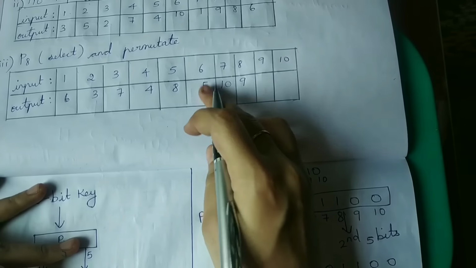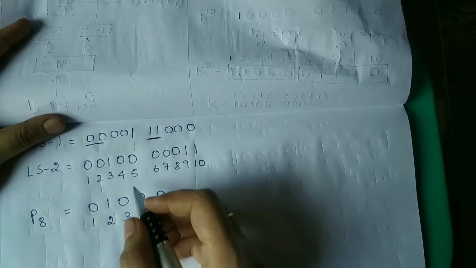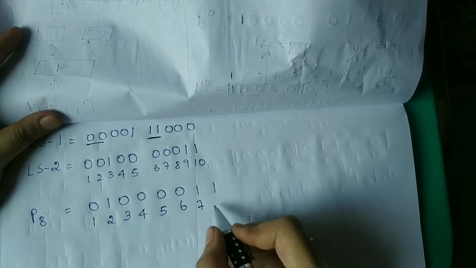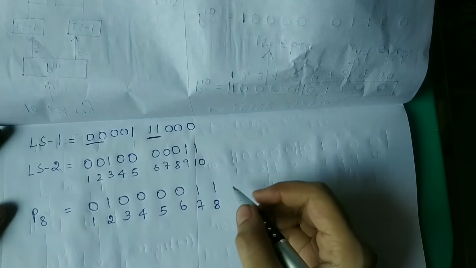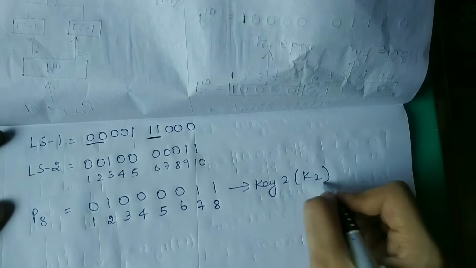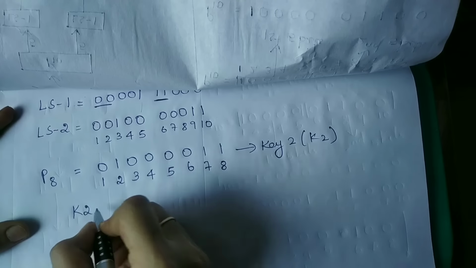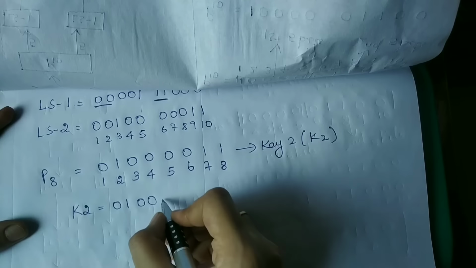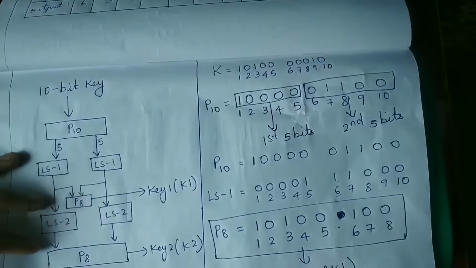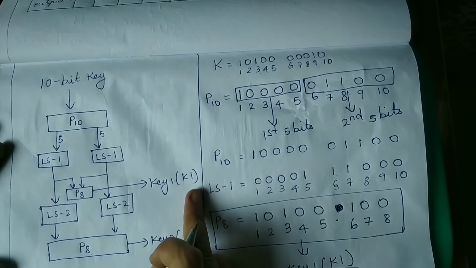Next it is 5 to 6. The fifth bit is 0, so 0 to 6. Next it is 10 to 7. The 10th bit is 1, so 1 to 7. Next it is 9 to 8. The 9th bit is 1, so 1 to 8. So this will be the key 2's value. Therefore K2 is equal to 0 1 0 0 0 0 1 1. So using this flow we have found key 1 and key 2.